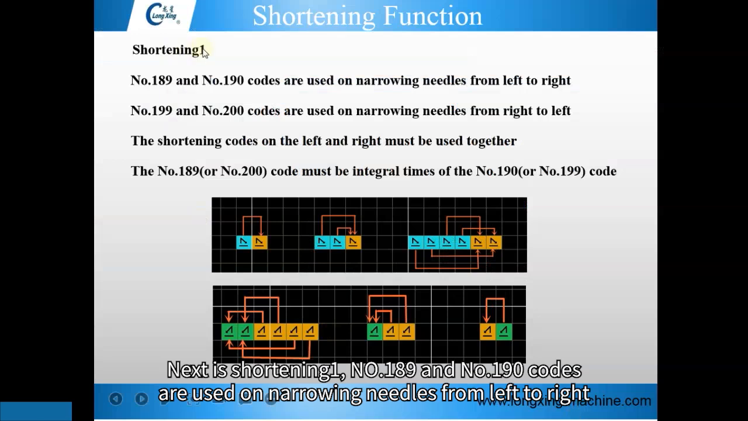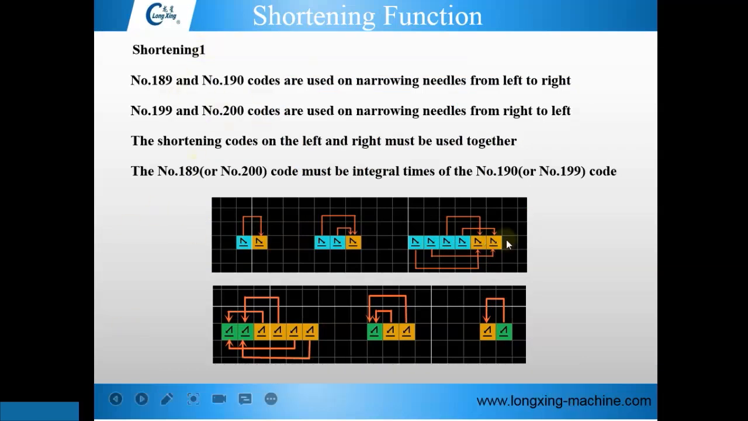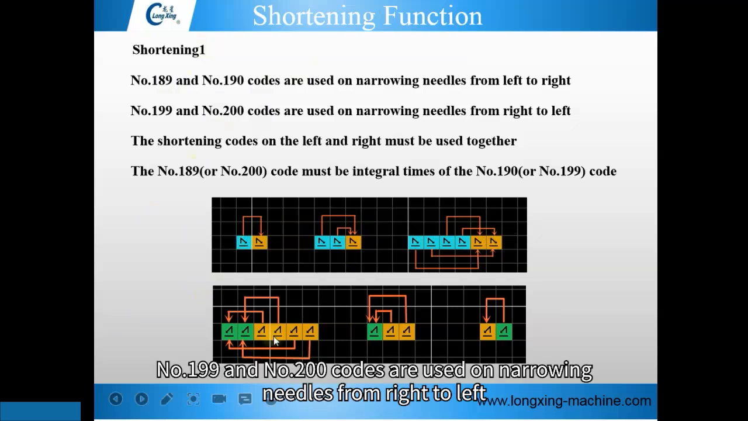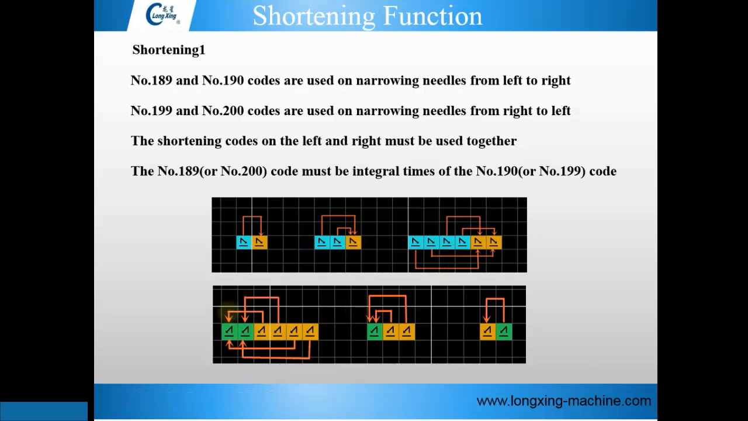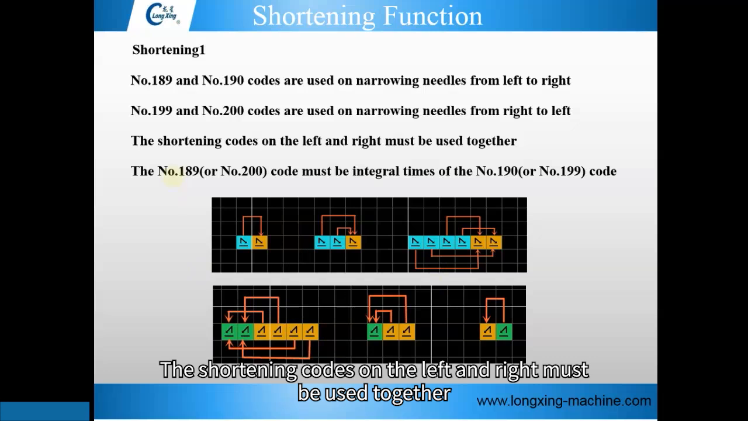Next is shortening 1. Number 189 and number 190 codes are used on narrowing needles from left to right. Number 199 and number 200 codes are used on narrow needles from right to left. The shortening codes on the left and the right must be used together.